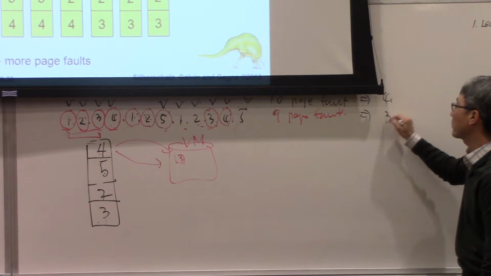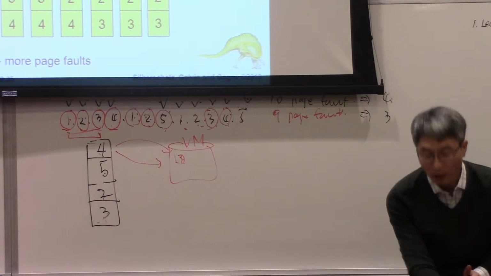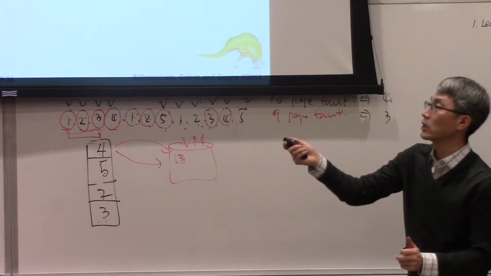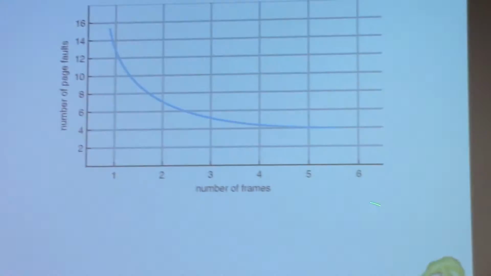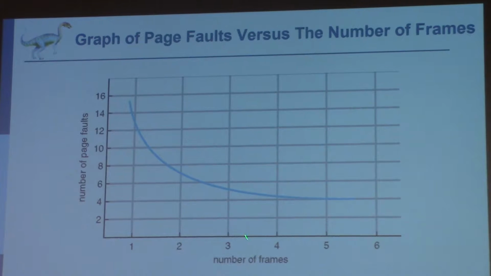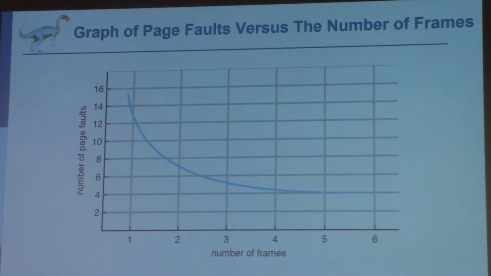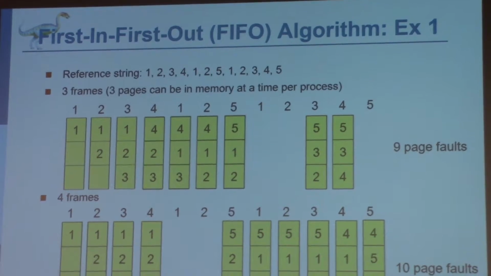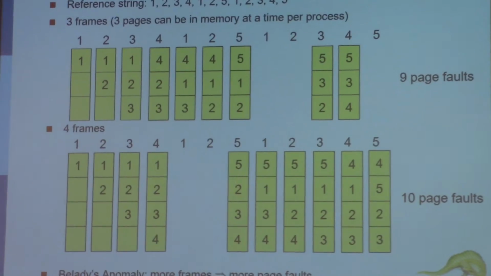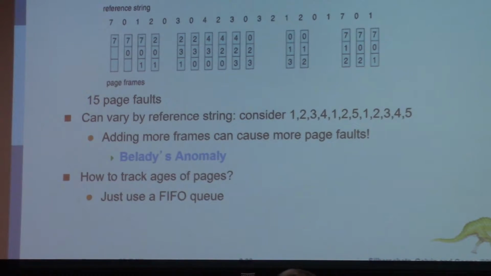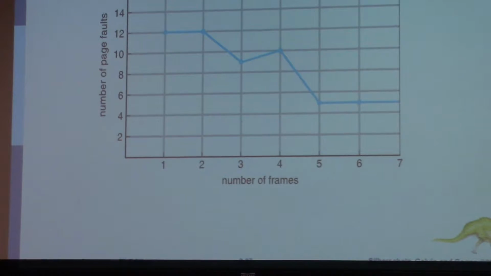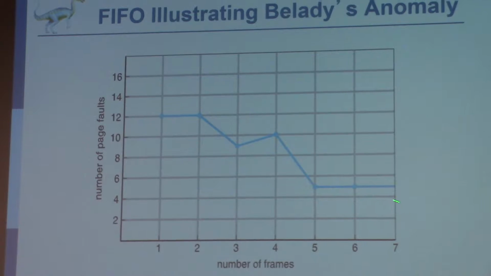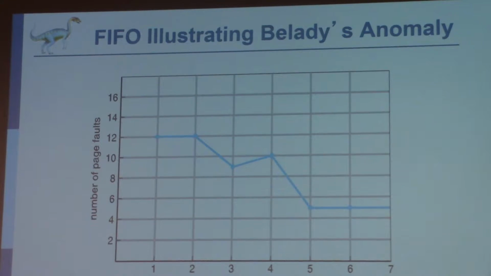This one has a 3-page frame. Based on the previous discussion, the more page frames, the better the performance, with fewer page faults, but it's not. This is called Belady's anomaly. Sometimes more frames, more page faults. Why does this kind of thing happen? It is supposed to be like this one, but it's still up. Why?